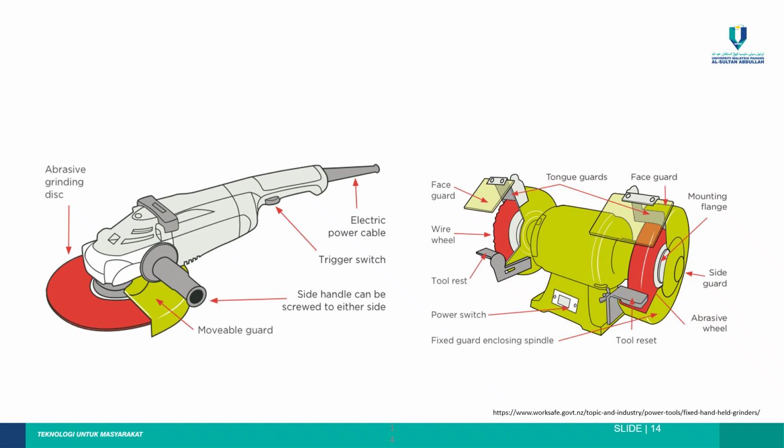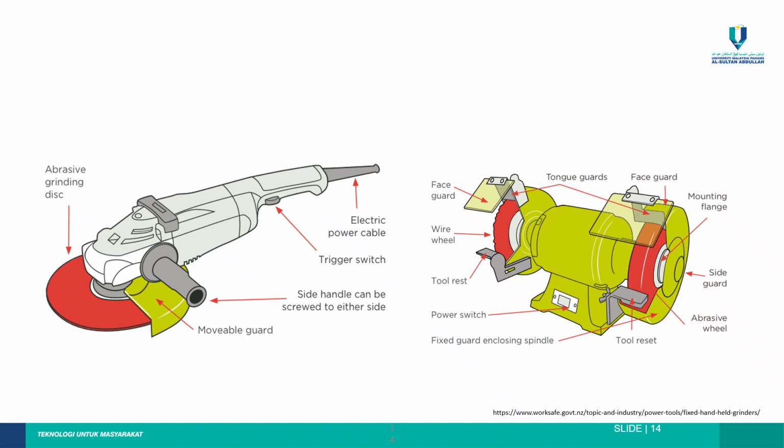Over here, we have the face guard to protect you from any flying debris. But still, although it already has the face guard, you should always take extra precaution by using eye protection and maybe face protection. The other one is the tongue guard, so that it will not pull you or your sample into the rotating equipment.